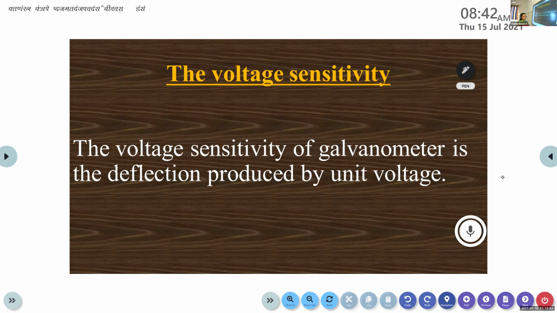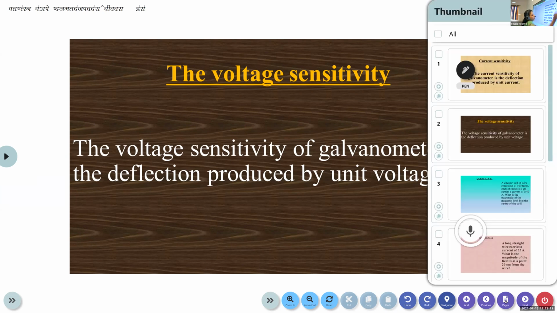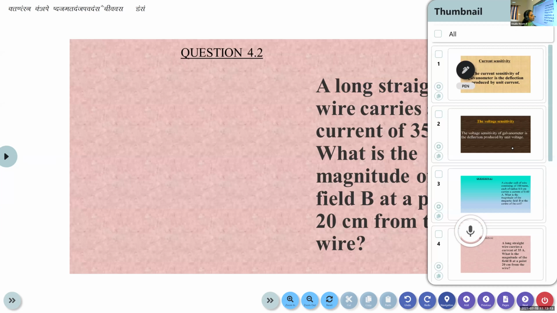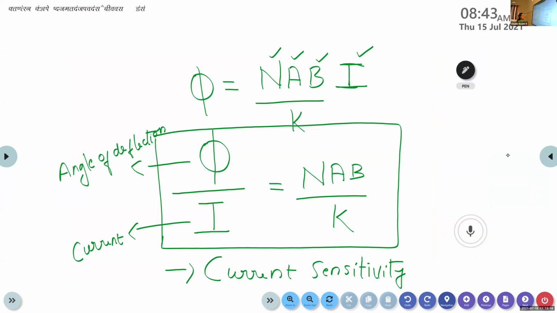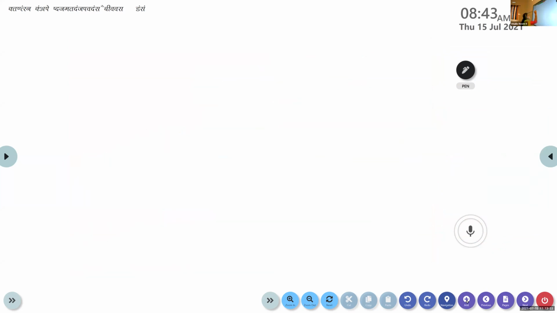Here in our exercise session, we have some problems regarding voltage sensitivity and current sensitivity, so we can discuss during that time. Okay, so this is the voltage sensitivity: the deflection produced by unit voltage. Here we have an equation for calculating the current sensitivity. What is the equation for current sensitivity? Phi by I is equal to NAB by K.